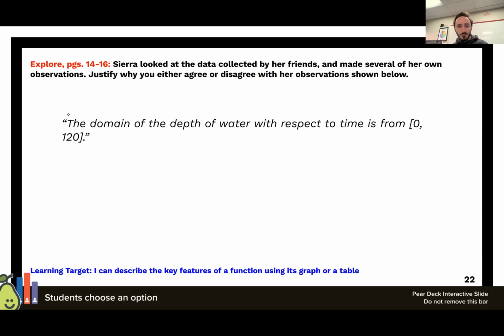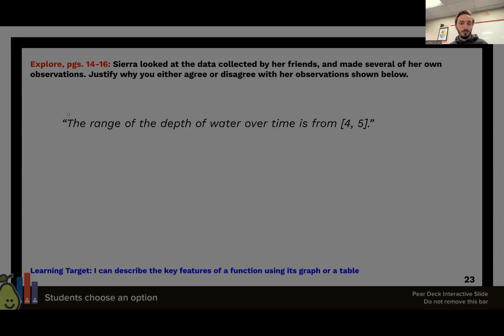The domain of the depth of water with respect to time is from 0 to 120. I also agree in this context. Their total float trip takes about 2 hours time. There's a beginning moment, there's an end moment, and they can actually be at those moments of time and still get a measure for the depth of water. So I think this is a fair statement.